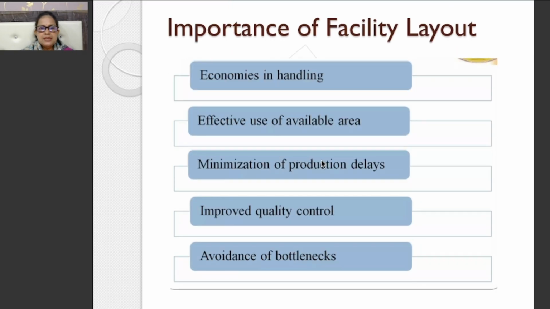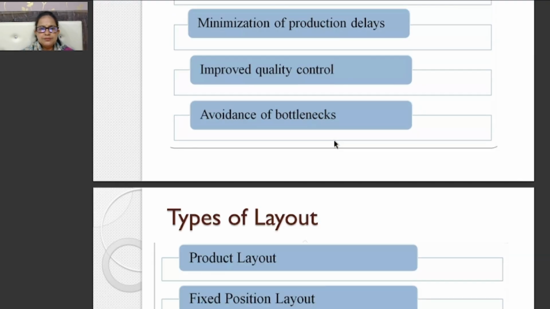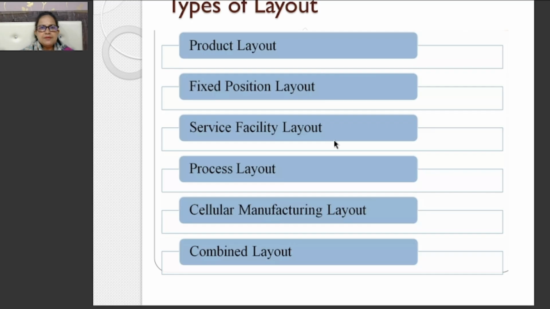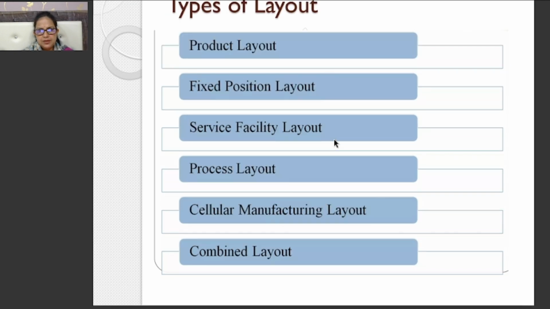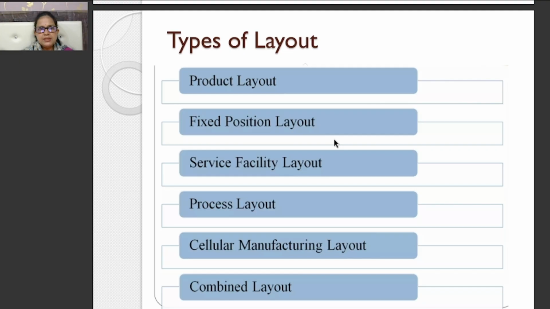Importance of facility layout. So we'll discuss the different types of layout. The different types of layout are product layout, fixed position layout, service facility layout, process layout, cellular manufacturing layout, and combined layout. When there is a question, what are the different types of layout? That is product layout, process layout, fixed position layout, service facility layout, then cellular manufacturing layout and combination layouts. These are the different layouts we need to discuss one by one.